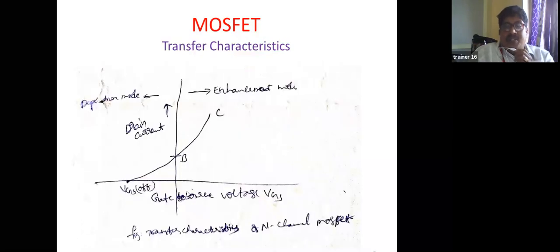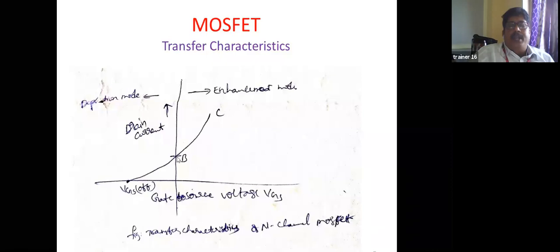And in the transfer characteristics, the x-axis is the gate to source voltage, and the y-axis is the drain current. Here VGS is the negative gate to source voltage on this side, 0 here. When you supply a negative gate to source voltage, this comes under depletion mode. And if a positive gate to source voltage is given, this comes under enhancement mode.